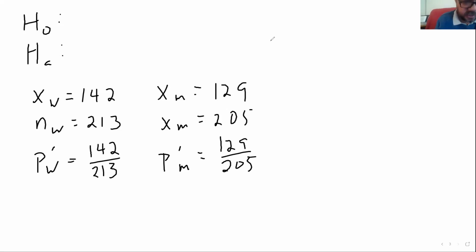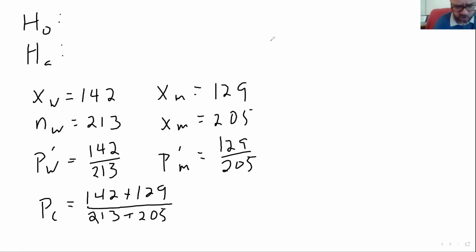And then P sub C is 142 plus 129, out of 213 plus 205, which is 271 out of 418. Okay. So we can go calculate all that stuff up and then figure out what our sampling distribution looks like.